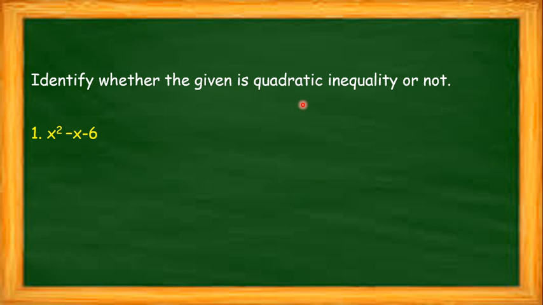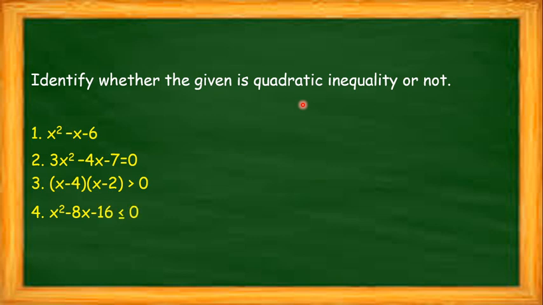Number 1, x squared minus x minus 6, is it quadratic or not? Next, 3x squared minus 4x minus 7 equals 0. Quantity of x minus 4 times the quantity of x minus 2 greater than 0. Number 4, x squared minus 8x minus 16 less than or equal to 0. And 2x squared minus 5x minus 10 greater than 0.